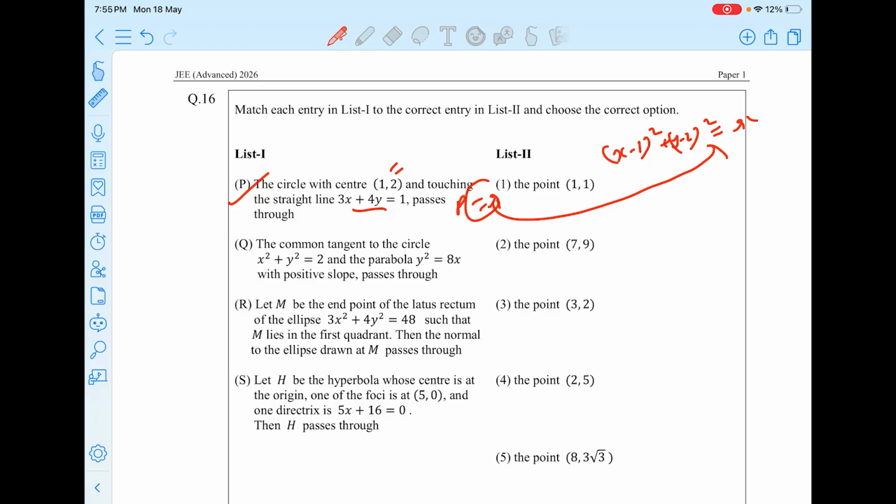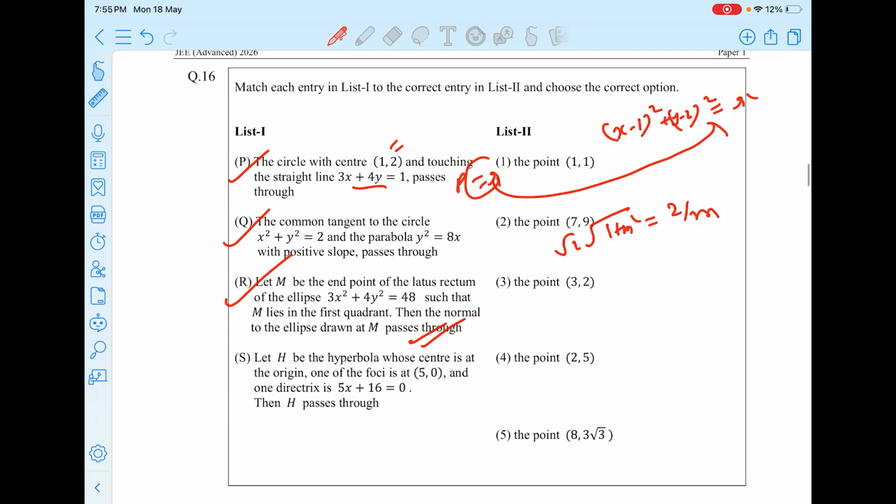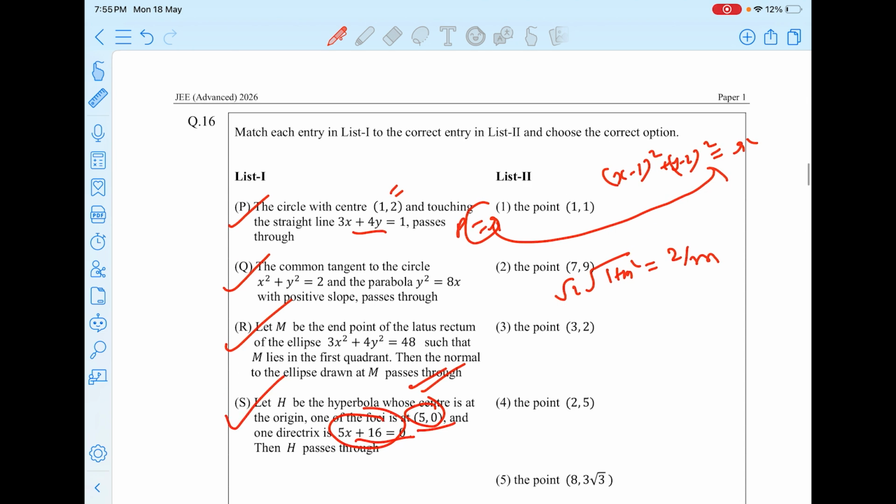Second is the common tangent. What is the condition of tangency? It is root 2 times root of 1 plus m square is equal to a by m. With this you will get q, and after that the end point of the latus rectum and the normal through it, again the standard equation of normal. Then the hyperbola whose foci are standard, lying on the x-axis, and directrix x is equal to minus 16 by 5. So very easily you can find. So this was also a very easy, scoring question.